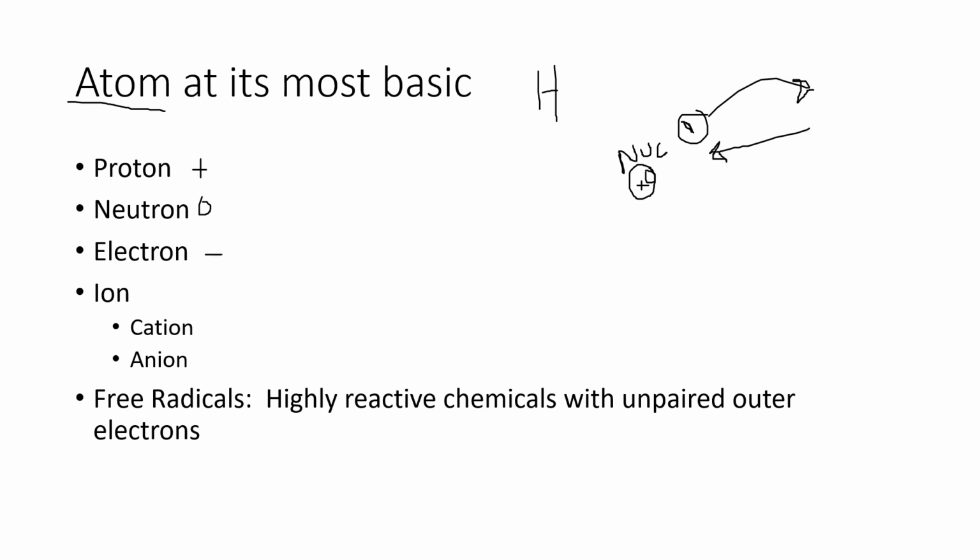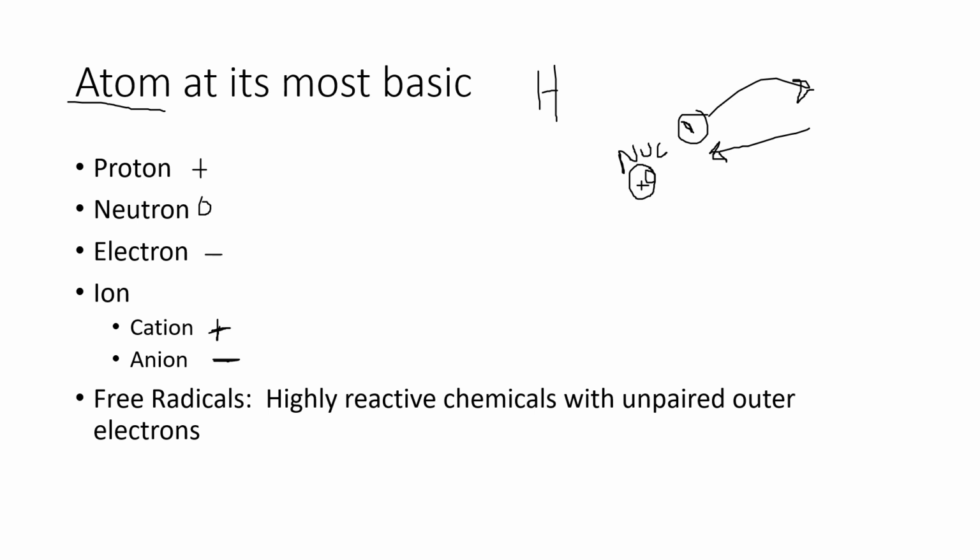As the electron has a negative charge, if you lose it, you end up with a positively charged ion. An ion is a charged molecule, and if you gain an electron, you end up with a negatively charged one. If you remember cathodes being positive, a cation is an ion with a positive charge, meaning it's lost its electron. An anion has a negative charge, which means it gained an electron.